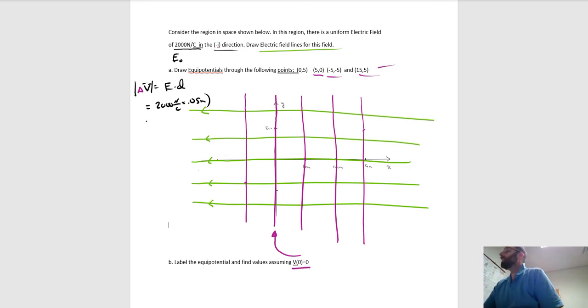And what we're going to get here, I believe, is 100 volts, or 100 Newton meters per coulomb. When we multiply that all out, I'm pretty sure, right? 2,000 times 0.05. 2 times 5 is 10. 1, 2, 3. 1, 2. Yeah, that looks right. Just double check here. Yeah, all right, 100 Newton meters per coulomb.